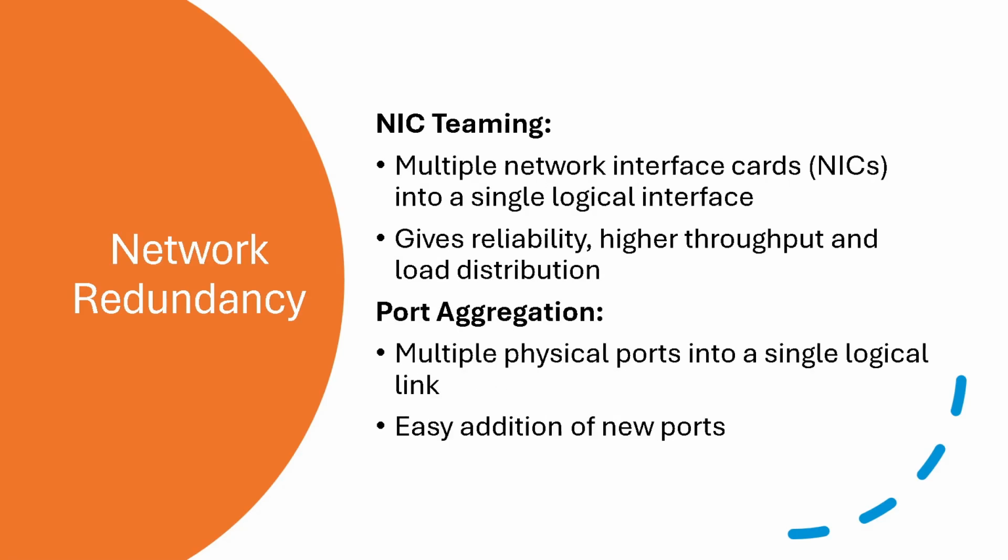NIC teaming. NIC teaming, also known as link aggregation or bonding, combines multiple network interface cards (NICs) into a single logical interface. This provides redundancy and increased bandwidth. Multiple NICs provide failover capacity even if one NIC fails, and aggregate the bandwidth of all NICs, resulting in a higher throughput.